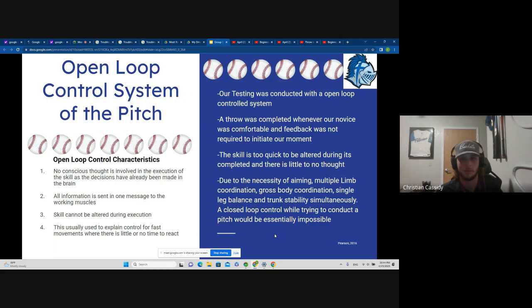So a throw was completed whenever our novice was comfortable. There wasn't a feedback for initiation. All the information he needed was just in front of him: throw as hard as you can. The reason this is open loop, again, just for further proof, is that it requires aiming, multiple limb coordination, gross body coordination, single leg balance, trunk stability, explosive strength, and rotational strength. It's a gross body movement that requires a lot of specificity that we can't adjust by talking to him. I couldn't say, hey, speed up here, slow down here. He has to figure it out on his own, which is a beautiful thing about the pitch. His body has to organize that way on its own. So that is why we have an open loop control system for the pitch.